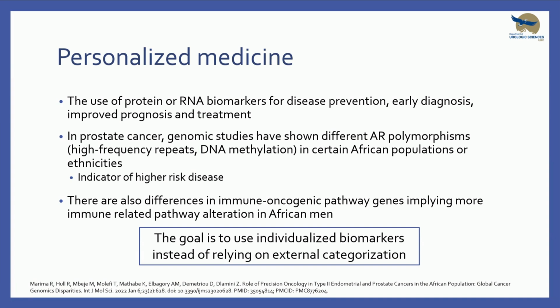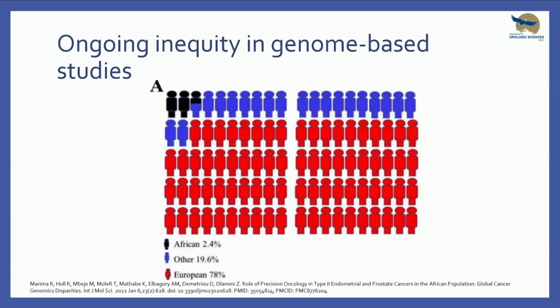In a perfect world, we don't look at someone and say, oh, well, you're Black, so you'll probably have an increased risk. We can test for all of these different androgen receptor polymorphisms and these pathway genes and say, well, specifically because you have these mutations, this is the medication that you should be taking, and you are at high risk because of this. That being said, I think it's important to also mention the ongoing inequity in genome-based studies.